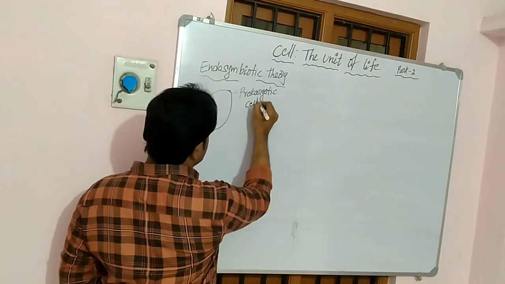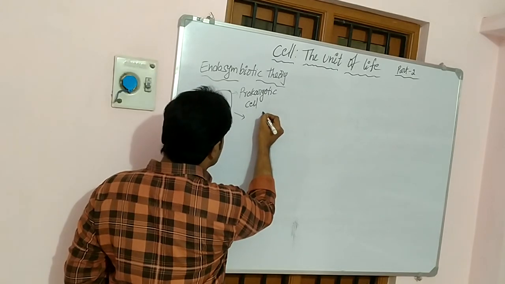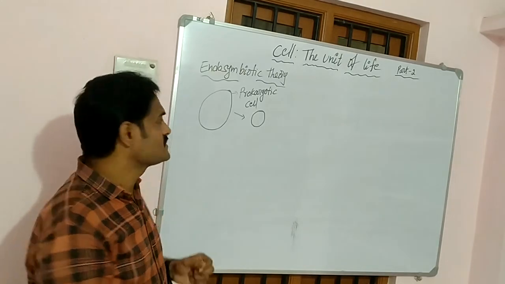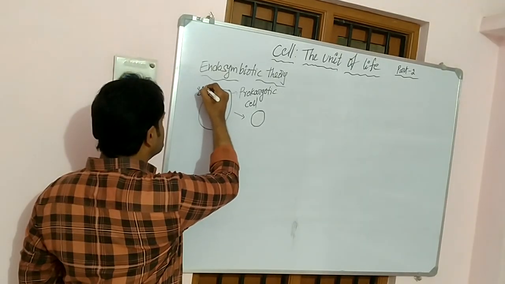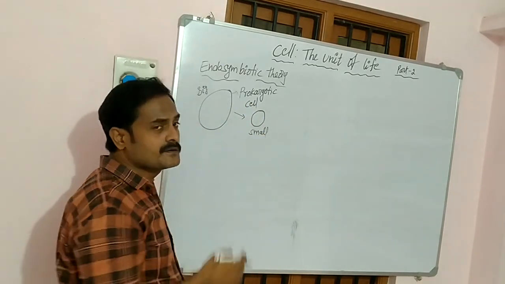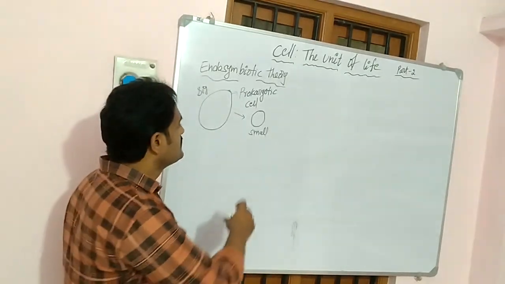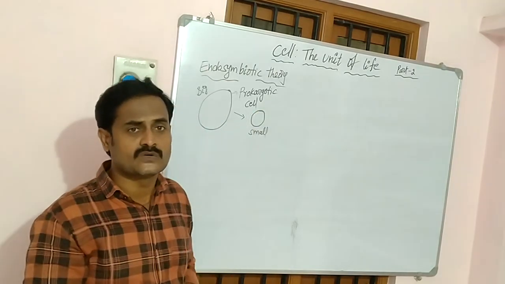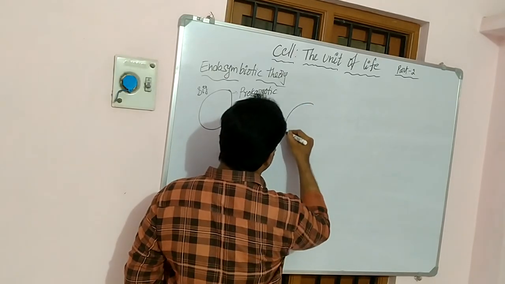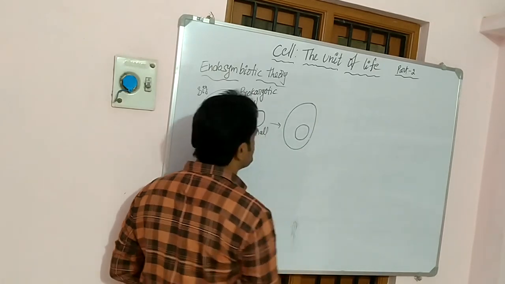This prokaryotic cell eats one small cell, another prokaryotic cell. When compared by size, this one is somewhat big and this one is somewhat small, but both are prokaryotic cells. Then the big prokaryotic cell eats the small prokaryotic cell. Then what will happen here?